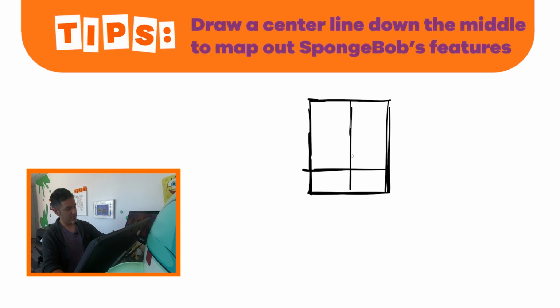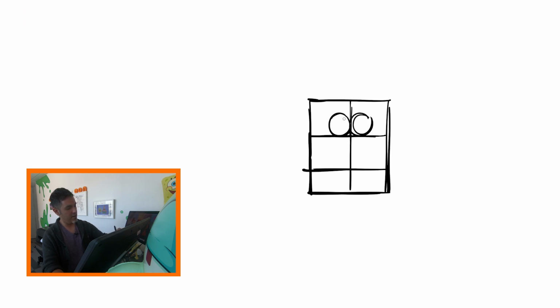One thing I do is I draw a center line right down the middle, and then I cut this square up into 4 even squares. And that helps me know where to place his eyes and where to place his nose. His nose is gonna go right here in the middle. And then you can start drawing his features.